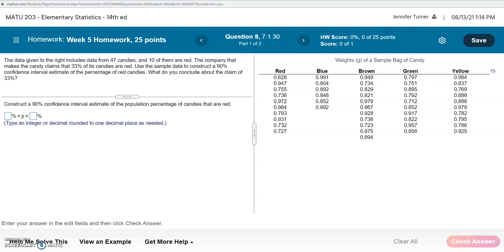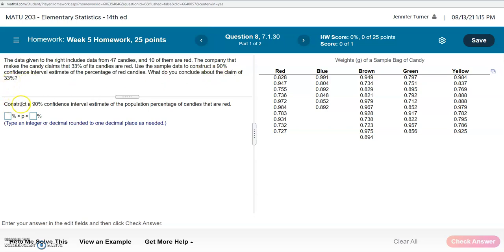In this problem, we're going to calculate a confidence interval for a proportion. This question says the data given to the right includes data from 47 candies and 10 of them are red. The company that makes the candies claims that 33% of its candies are red. Use the sample data to construct a 90% confidence interval estimate of the percentage of red candies. What do you conclude about the claim of the 33%?